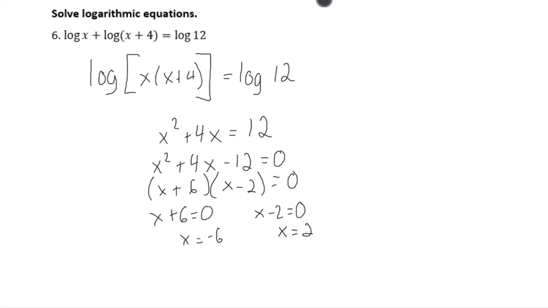See if either one of those makes it 0. 2 works. Negative 6 plugged in gives a negative out here in the front, so that one would be an extraneous solution that we do not count. If you plug 2 in, you get 2 and 6. 2 times 6 does give you 12 as a quick check.